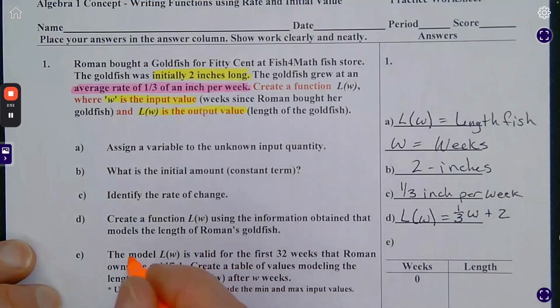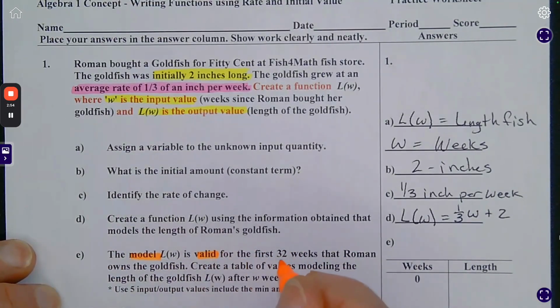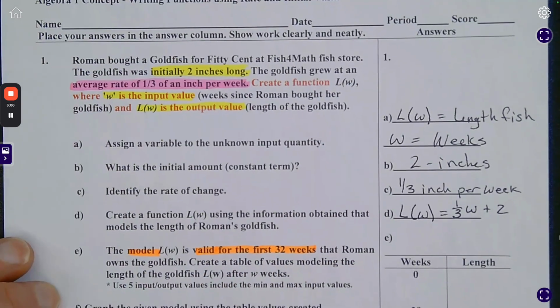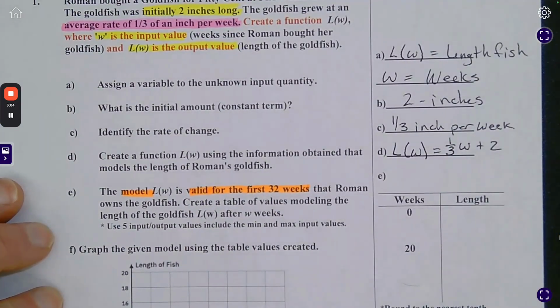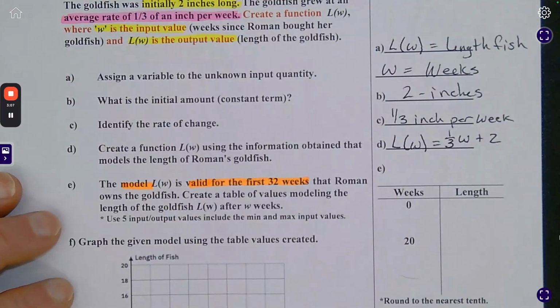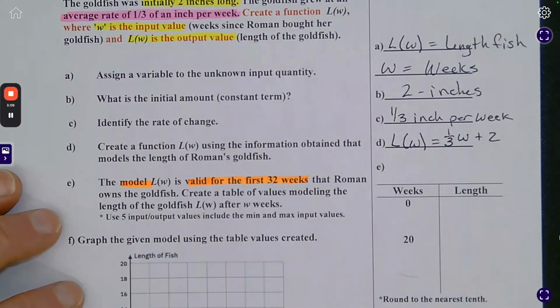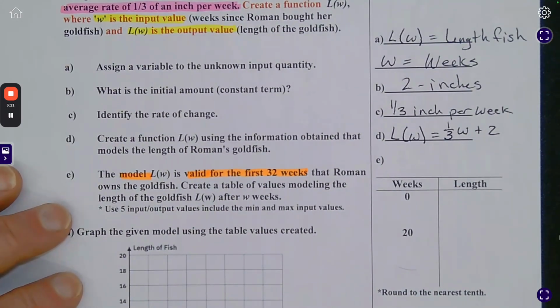Oh, this is more important information. This model is only valid for the first 32 weeks. So after 32 weeks, this model is no longer valid. Then the fish either grows at a different rate or the fish passed away. I don't know. I just don't know. Okay, so we're going to make a table of values.